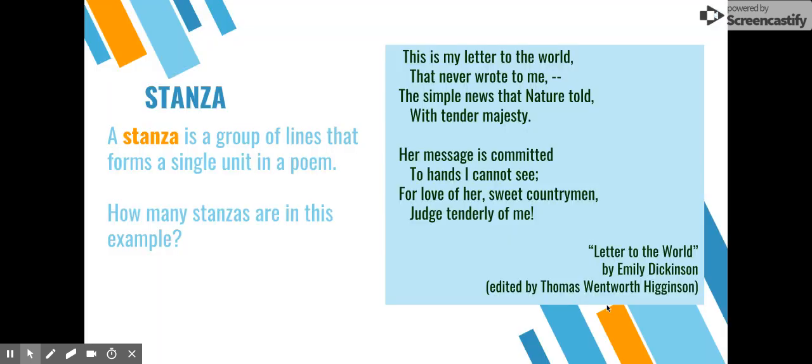A stanza is a single unit in a poem. So if you're thinking of songs, we'd call that a verse. So in this poem example, there are how many stanzas? 2.